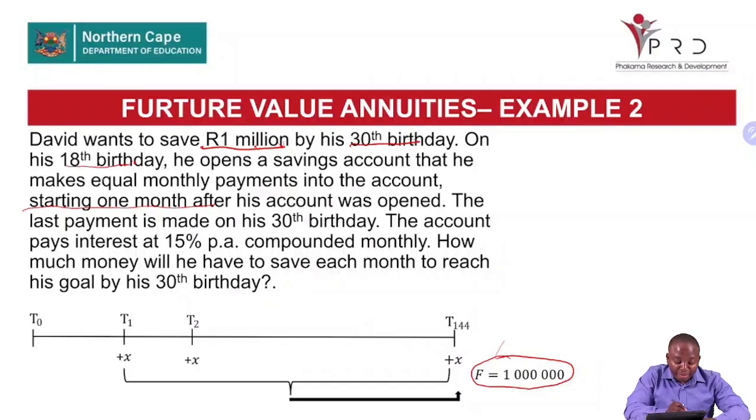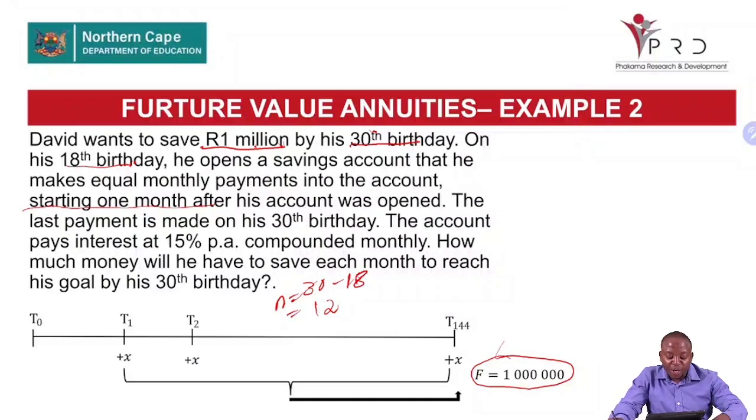That is to say, how many years? It is from 18 to 30. So from the 18th birthday until 30, how many years will that be? We'll now say, to get our n, we take 30 minus 18. What do we get? We get 12. Now 12 is the years from 18 until 30. So he has 12 years to actually save up to 1 million.